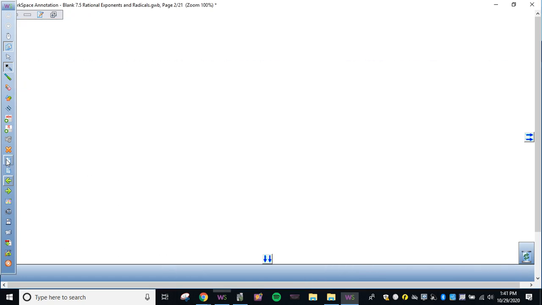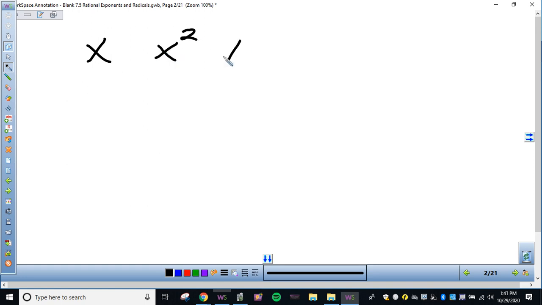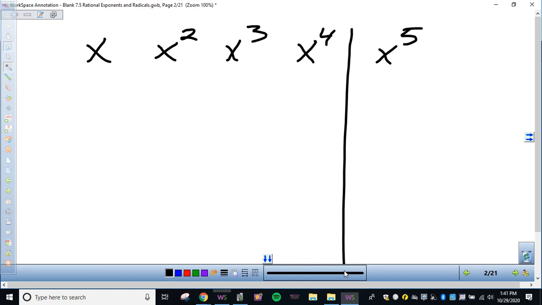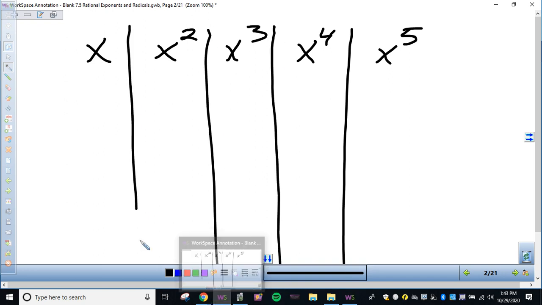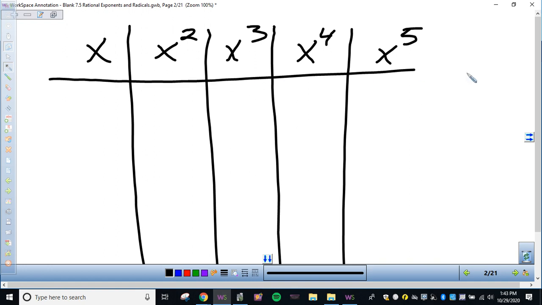Okay, so we're making this chart. We have x, then x squared, x cubed, x to the 4th, and x to the 5th. I'm not going to write 1 because 1 times 1 times 1 is always 1, so just know that. So we'll start with 2.